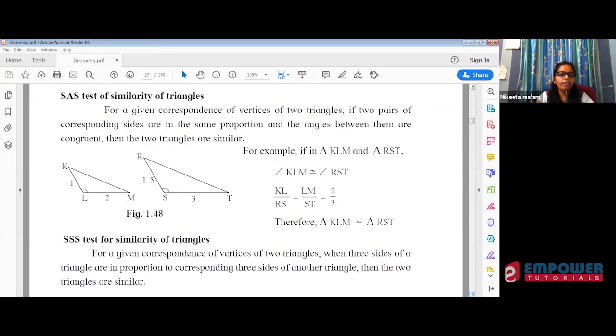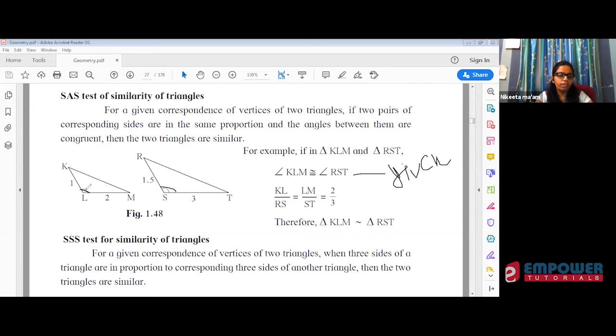Okay, then you have SAS test. So in case of congruency, what we used to do in case of SAS test is show two sides are congruent in your triangle and one angle is congruent, right? In case of congruency. But in case of similarity, what you have to do is, suppose you have these two triangles. Now in this case, if you see, angle L is congruent to angle S. Okay, so this is given. But now you have to see the ratio. So what will be the ratio of this?